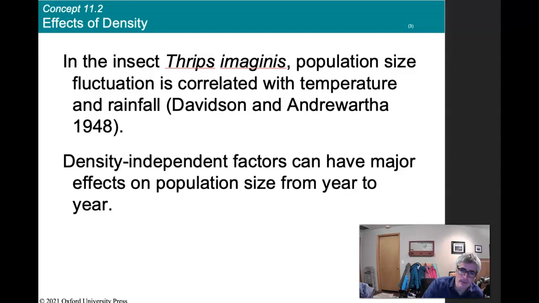And so here's an example of this insect that the population size fluctuates with temperature and rainfall. External impacts, density independent factors can have major impacts on populations from year to year. Now you could argue at certain levels there's density dependence, which we'll get toward, but you can think of heavy rainfall years have a lot of plant growth. Things that eat those plants are going to increase, and that increase isn't related to the fact that there were few of them last year. It has to do with that there was an abundant food source this year, so they're able to exploit that.